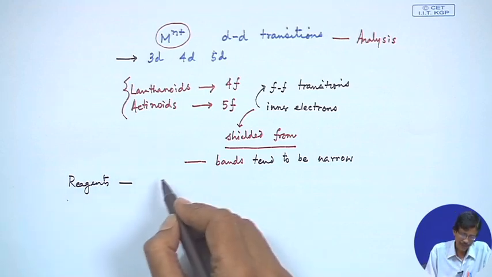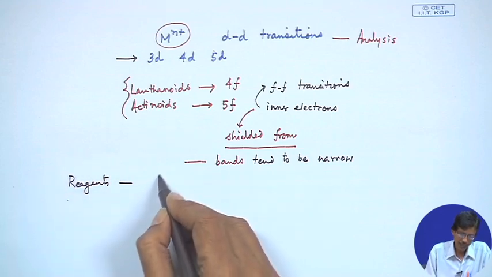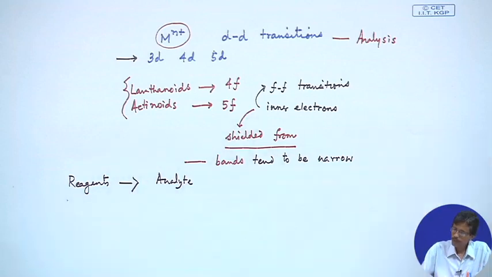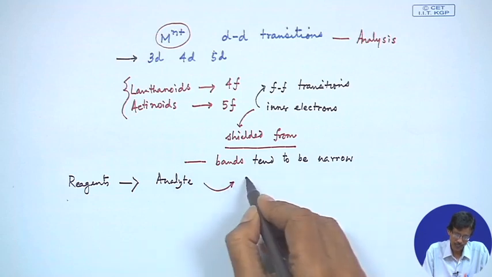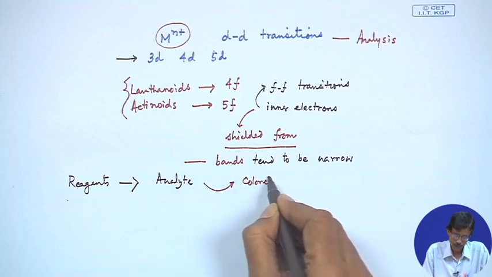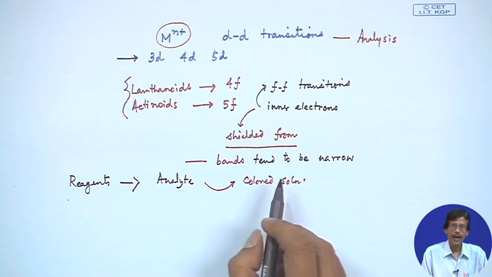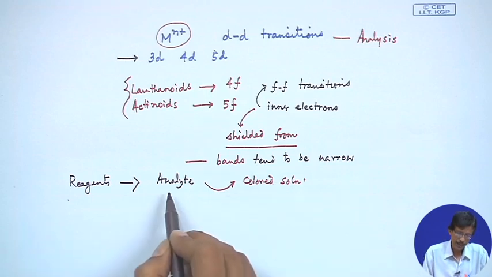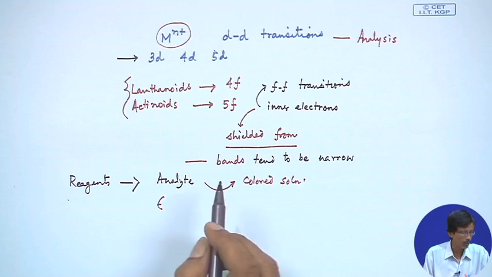So, if we now add these reagents to the analyte, this analyte plus reagent combination can give rise to a colored solution. And if that colored solution is highly intense, we can detect a very low concentration range, because the epsilon value is pretty high, several thousands.